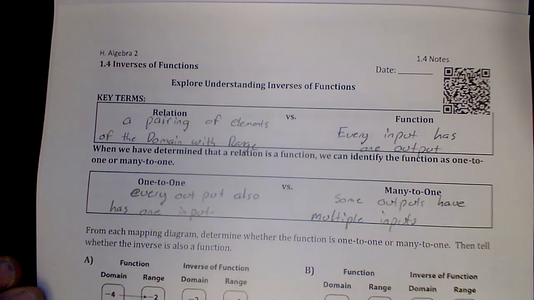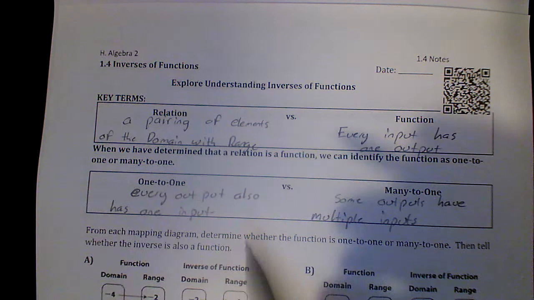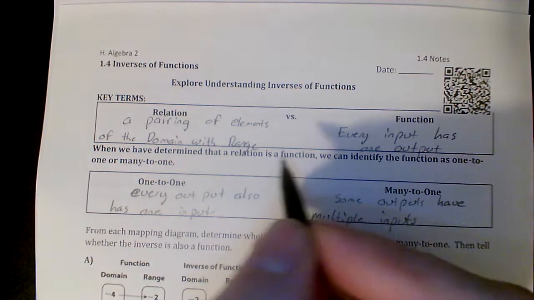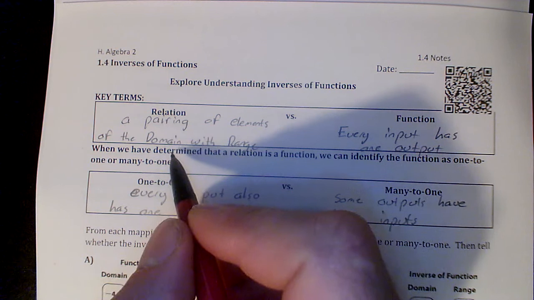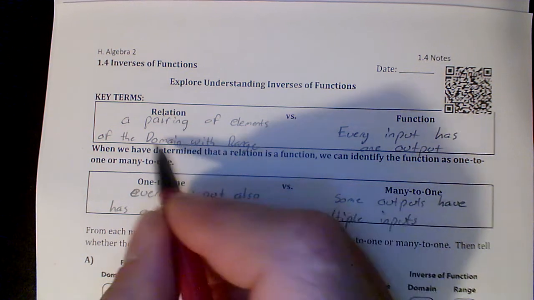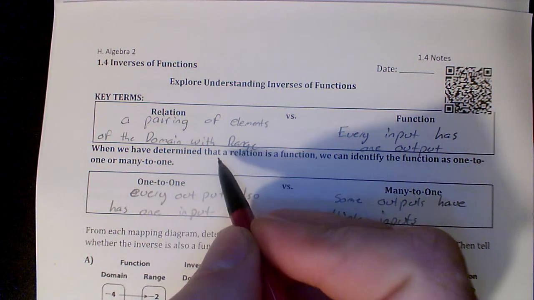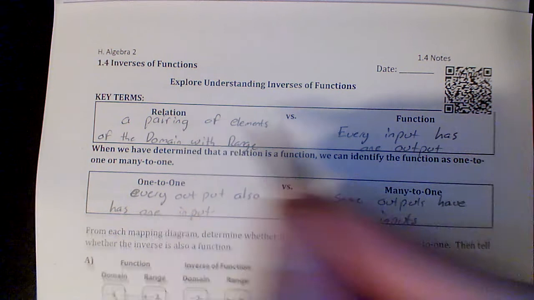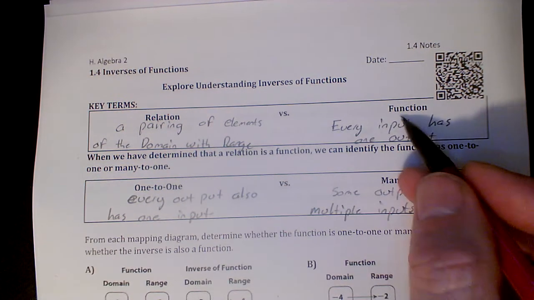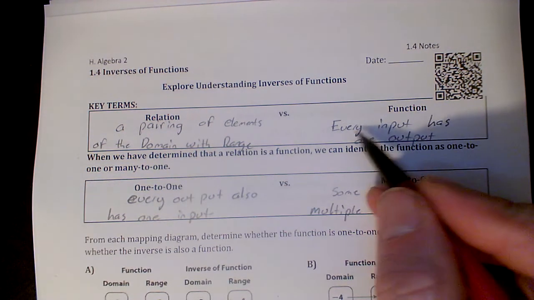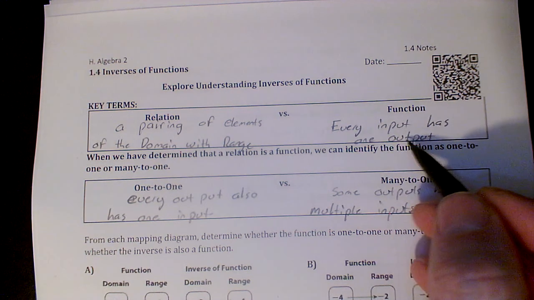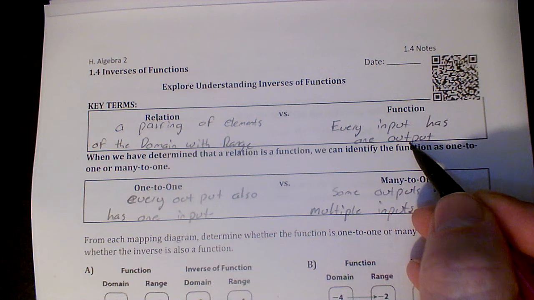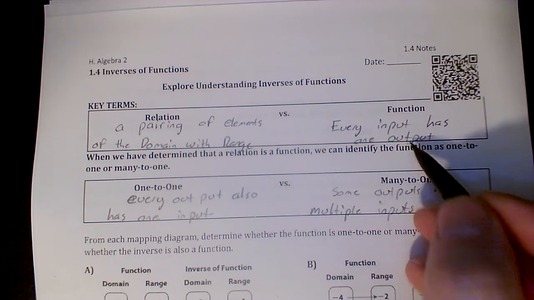Alright, we're going to be talking about inverse functions here. Key terms: a relation. All a relation is, is when you have a domain and a range and the elements are paired. A special type of relation, which you probably know as a function, we've talked about that, is where every input, every element of the domain, has only one element of the range that it's connected with. Right? Every input has only one output.